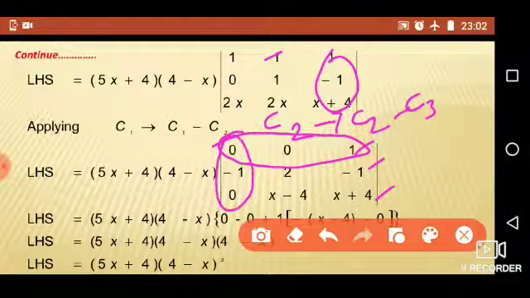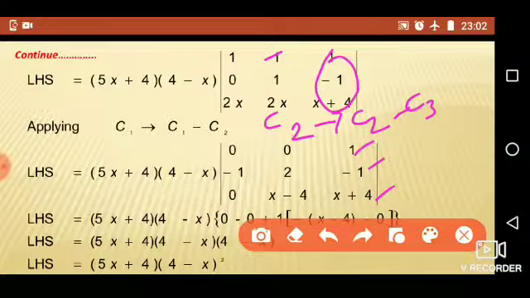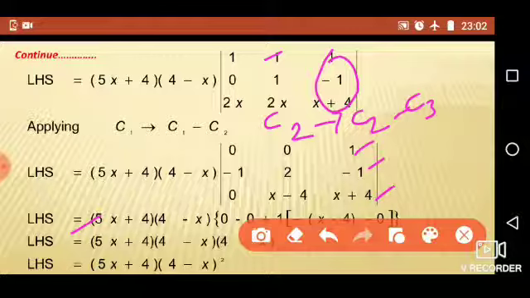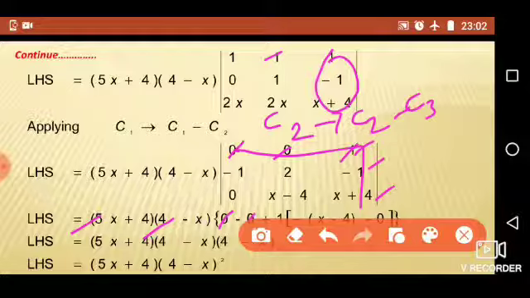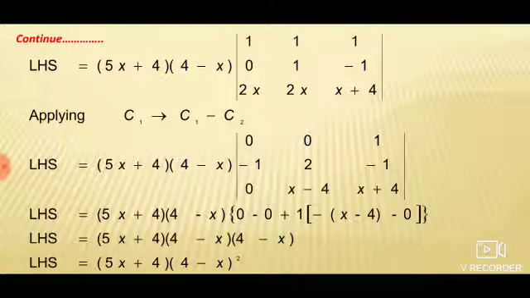Therefore, we are supposed to evaluate this determinant along the first row or first column. Then 5x plus 4 remains as it is, 4 minus x also remains as it is, 0 into anything will be 0, minus 0 into anything is again 0. Therefore, the plus of 1, deleting this row and column consisting 1, minus 1 into x minus 4 is minus of x minus 4 minus 0. Therefore, here we have 5x plus 4, 4 minus x.